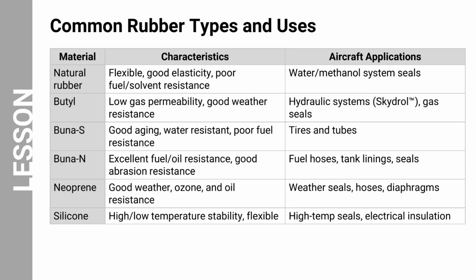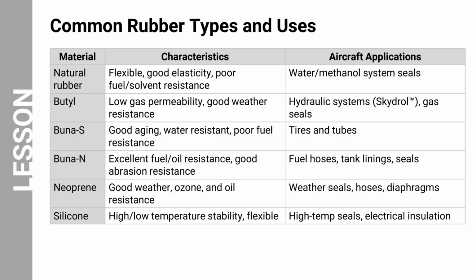Here is a comparison of the common types of rubber and their uses in aircraft applications. Natural rubber provides excellent flexibility and elasticity, but it has poor resistance to fuels and solvents. Because of this limitation, its use in aircraft is restricted, and it is typically used in applications such as water or methanol system seals where fuel exposure is not a concern.